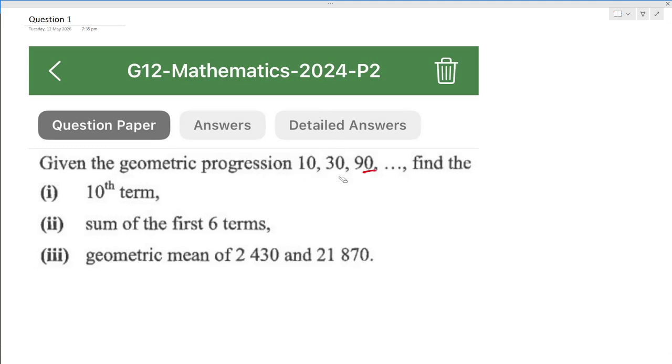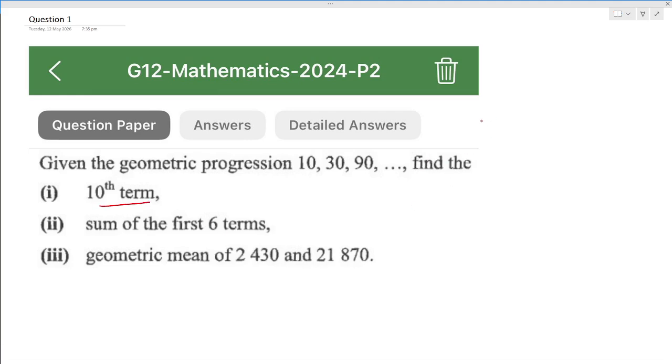Sometimes you might get stuck onto AP where you're just dealing with small values, and then when you come to GP, you think you are making a mistake somewhere as you are solving. So it's normal for you to have big values because you're multiplying to go forward. In AP, you add to go forward. So the question says, given the geometric progression 10, 30, 90, find the 10th term.